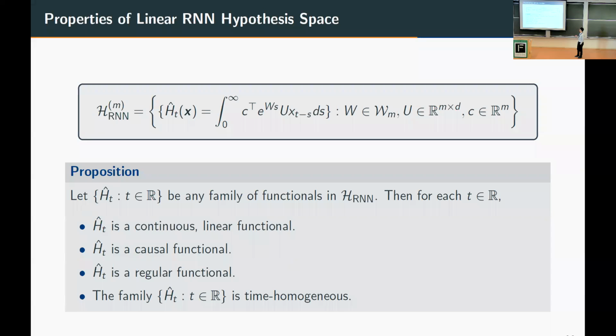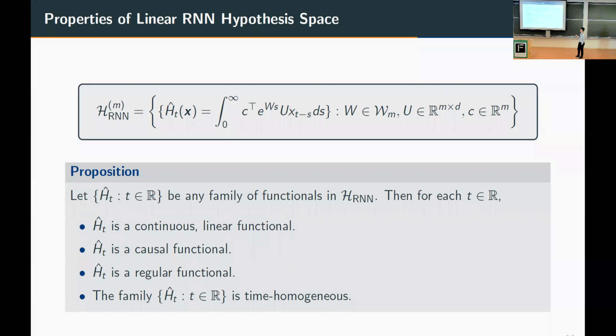Okay, so let's take a look at this hypothesis space, because we can write it down exactly. You can already see that there are some properties of this functional. So first of all, each of them is continuous and linear. It is causal in the sense that it doesn't depend on my input in the future. Right? This is obvious because your ODEs are causal. It is a regular function. This is a technical requirement. It's not very important. And the family is time homogeneous.